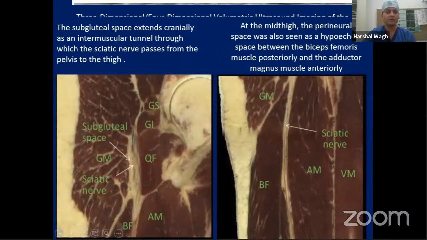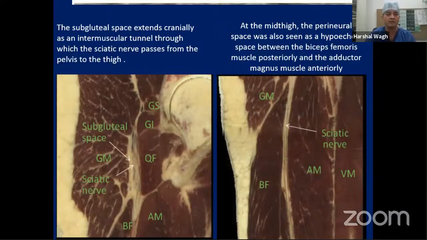They also talk about how this subgluteal space extends cranially as an intermuscular tunnel through which the sciatic nerve passes from the pelvis to the thigh. This is almost in the thigh and the gluteal area. This is a bit lower down in the mid-thigh area, where the sciatic nerve is also surrounded by a potential space between the biceps femoris and the adductor magnus.